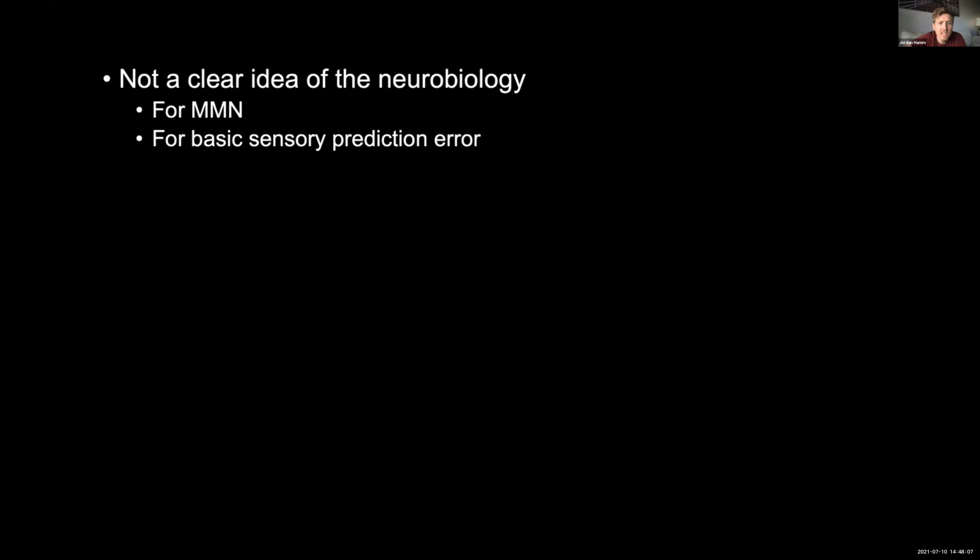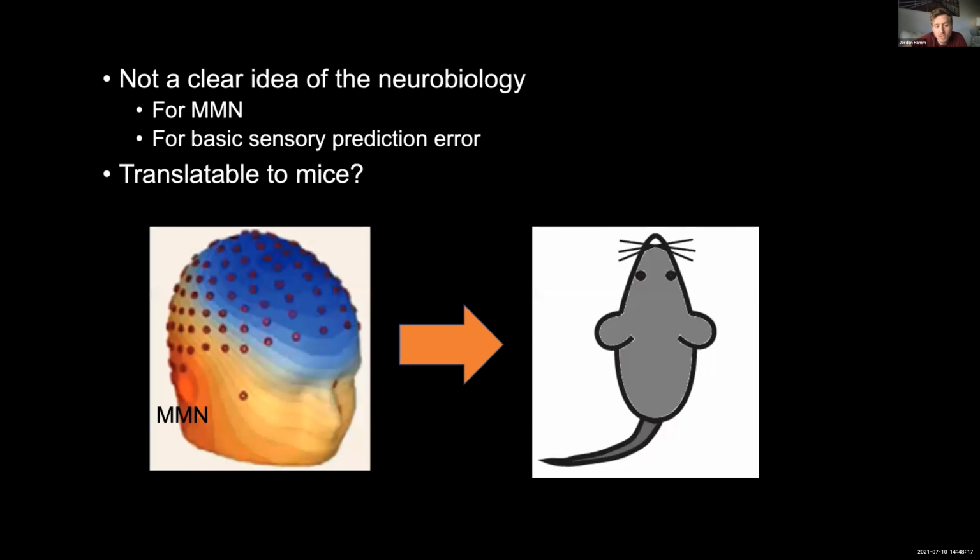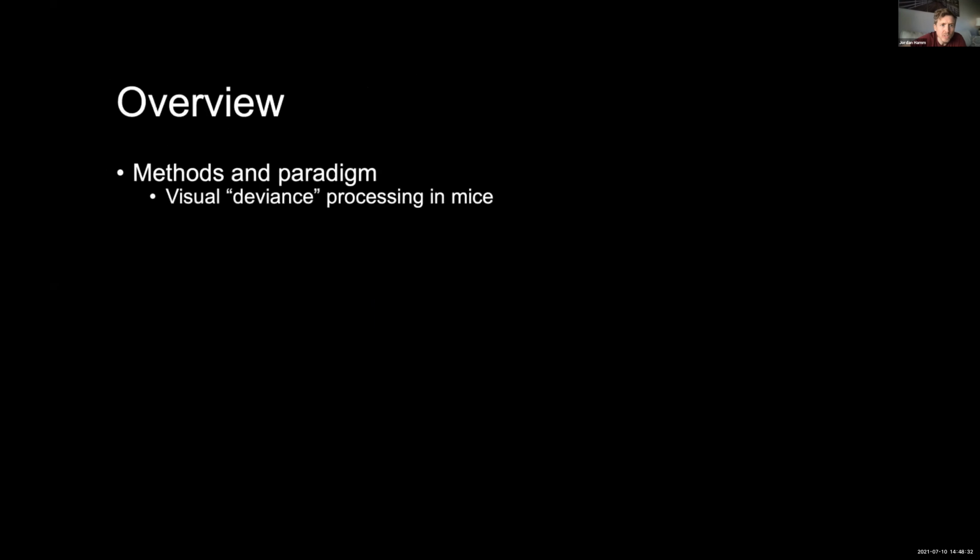So this is the essential motivation of my work: to see if we can translate this study, or at least particularly this paradigm, to a mouse model, where we can apply some of these newer neuroscience techniques to get a deeper understanding of the essential circuit basis of sensory prediction error. So that is the general motivation of the talk, and this is what I'm going to go through.